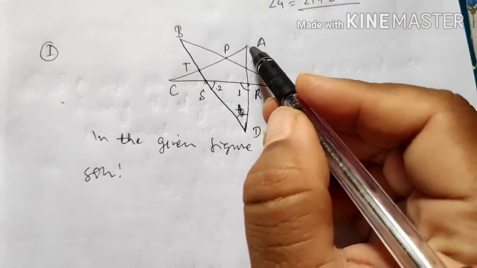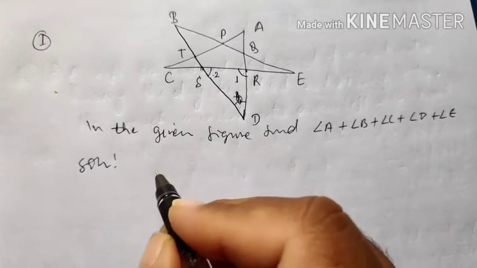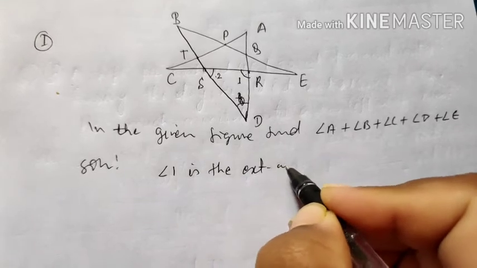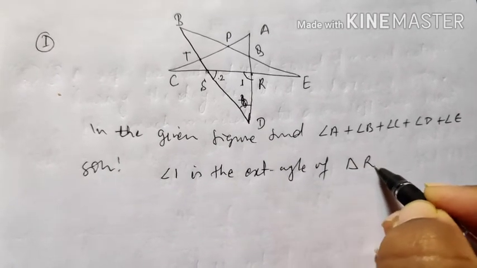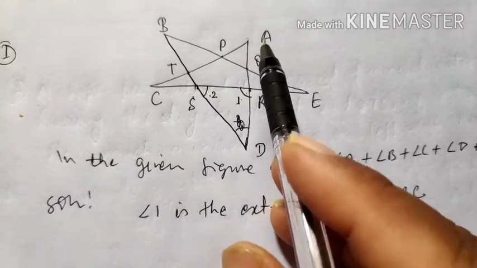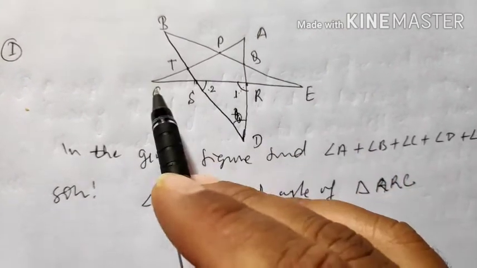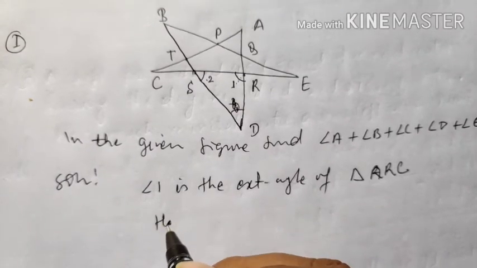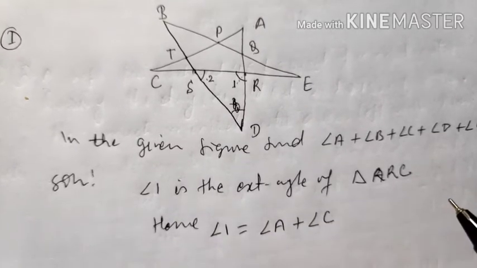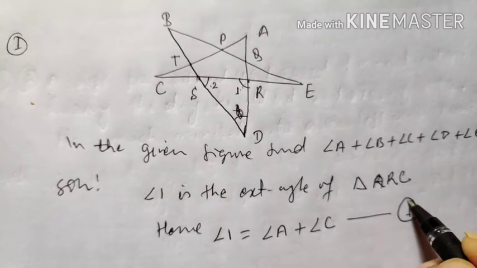Now, see this triangle ARC. Angle 1 is the exterior angle of triangle ARC. That means angle 1 must be equal to angle A plus angle C. Hence angle 1 equals angle A plus angle C, and it is our first equation.